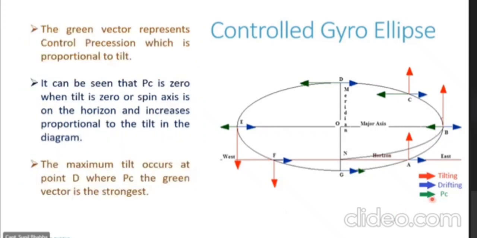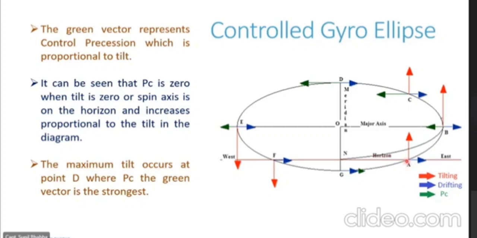The green color vector in the diagram. Now we know that this green vector, which is the control precession, is proportional to tilt. One is that it is proportional to tilt. Second, when the tilt is upwards, the control precession acts westwards. And when the tilt is down, the control precession acts eastwards.